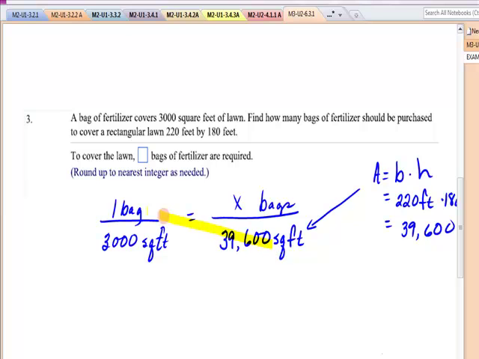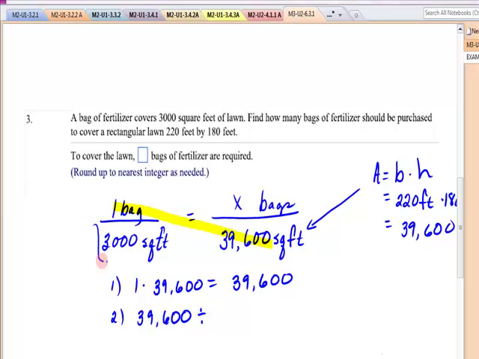Let's see. Here's my two numbers. Step number 1, I have 1 times 39,600 is 39,600. Take 39,600 and divide it by the number we haven't used yet, which is 3,000. And I get 13.2.